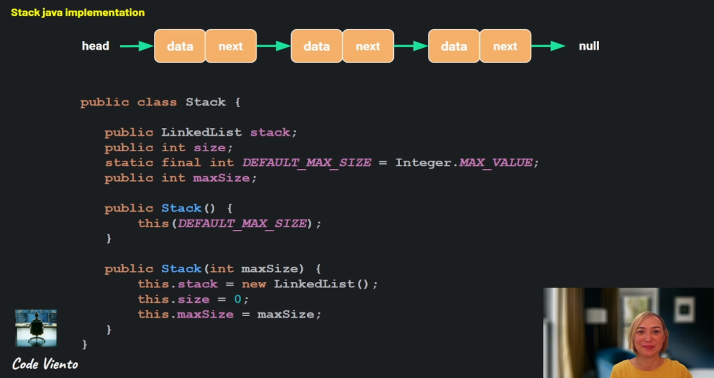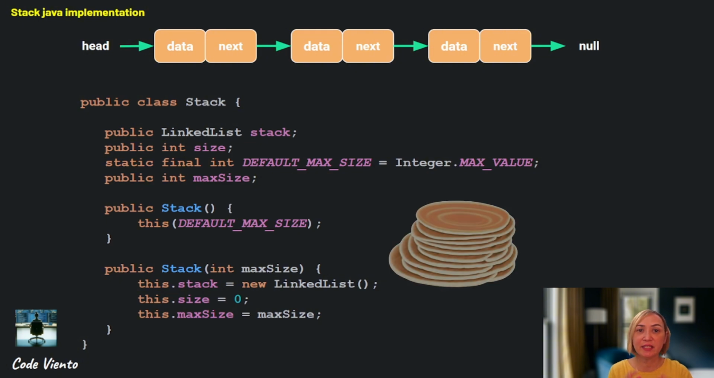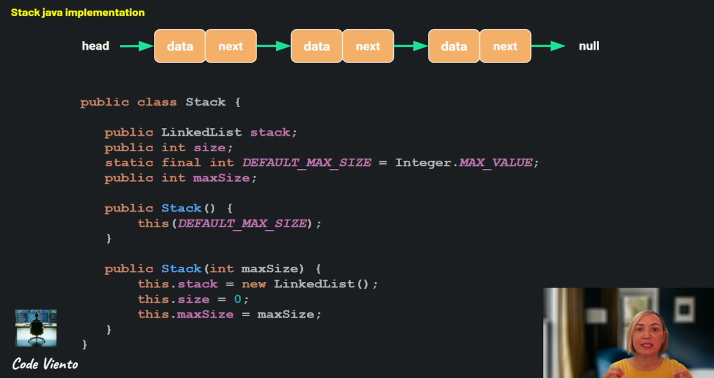Let's get started. Before we jump into the code, let's quickly review what a stack is. A stack is a linear data structure that follows the last in first out principle. Think of a stack like a pile of plates. The last plate you added to the stack is the first one you remove. Key functions for a stack are push, pop, and peek. Push: add an element to the top. Pop: remove the top element. Peek: check the top element without removing it.